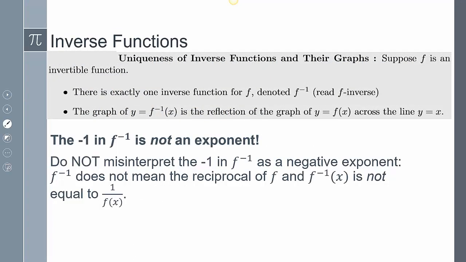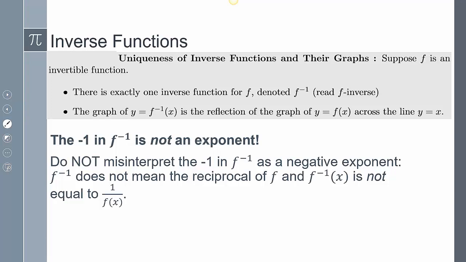Now, a few unique properties of our inverse function: there is exactly one inverse function for f. So if I have my function, there's no other inverse except a single inverse function. The way that we denote it is f inverse. This is not f to the negative 1 power in the sense of needing to flip it. It doesn't mean you do the reciprocal. This is notation. This is not an exponent.